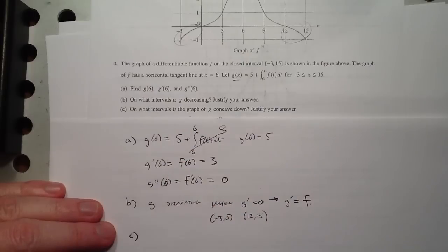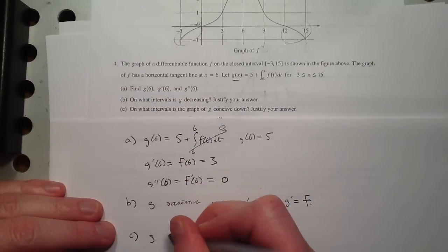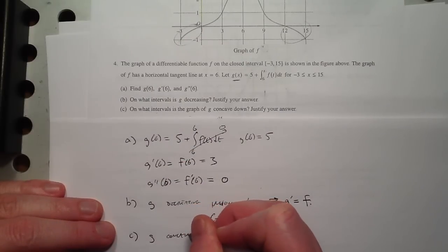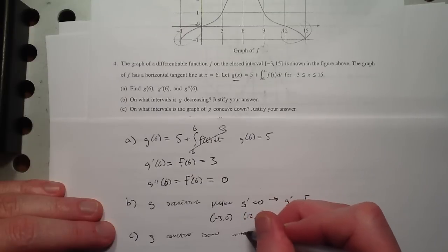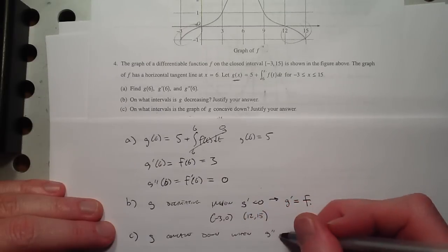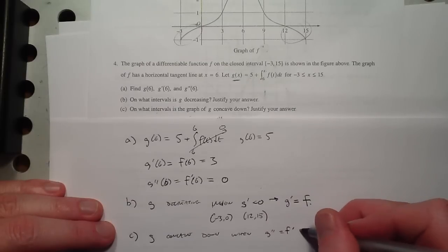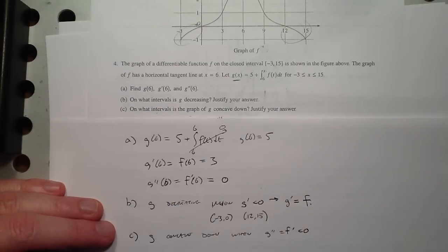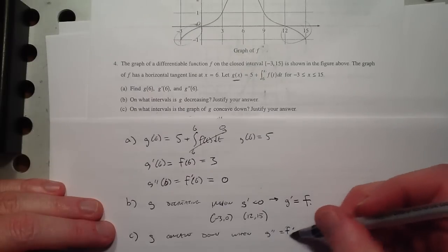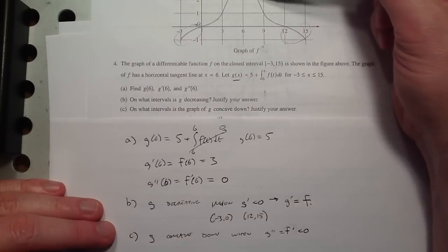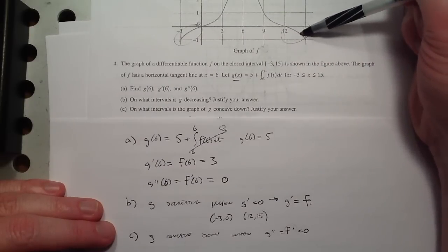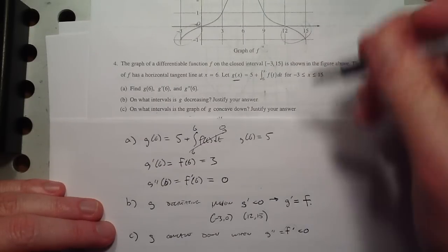Part C. On what intervals is the graph of g concave down? g is concave down when the second derivative of g, which is equal to the first derivative of f, is negative. So the derivative of f, that's the slopes of f. So where does this thing have negative slopes? Looks like it's got negative slopes all through here. So from 6 to 15.